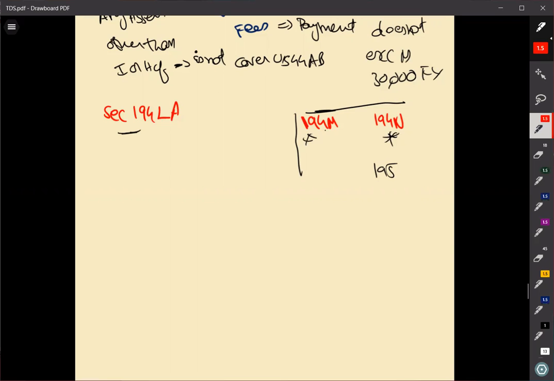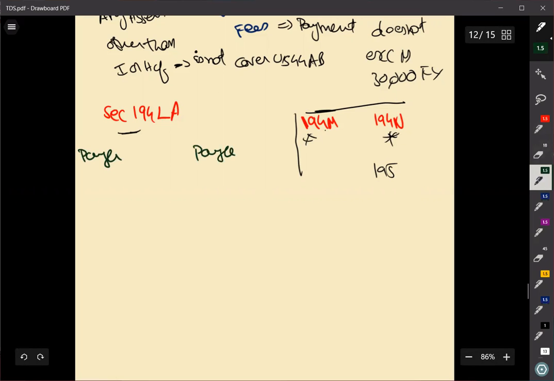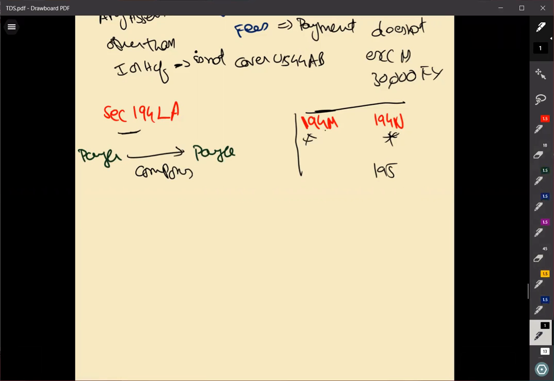Okay, now, for all the sections, you will always have a payer and you will always have a payee. Now, what is the payer paying? The payer is making payment of compensation. Why is he paying compensation? Because there is compulsory acquisition. The payer has compulsorily acquired your property, for which the payer is paying you some compensation. So there 194LA is going to be applicable.